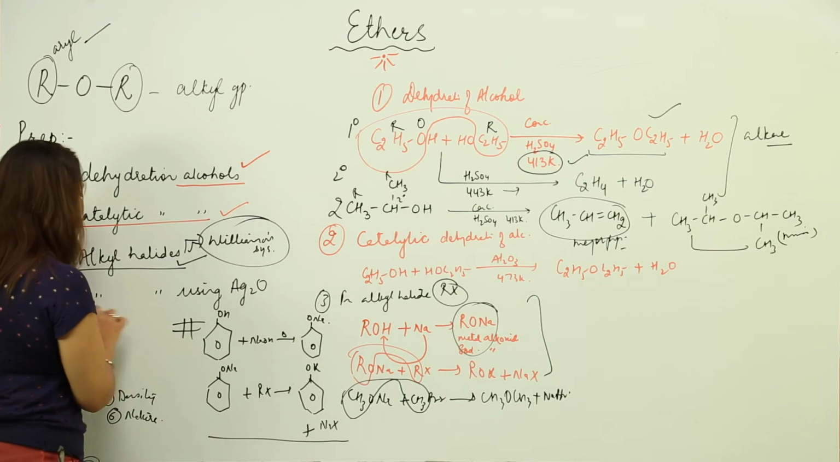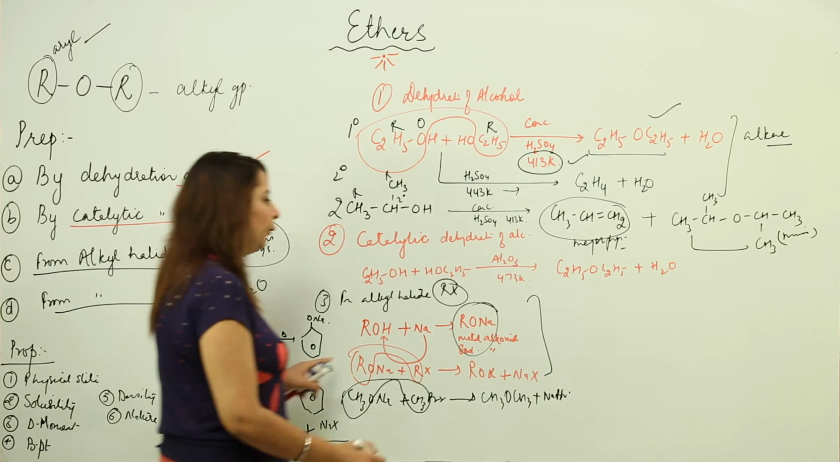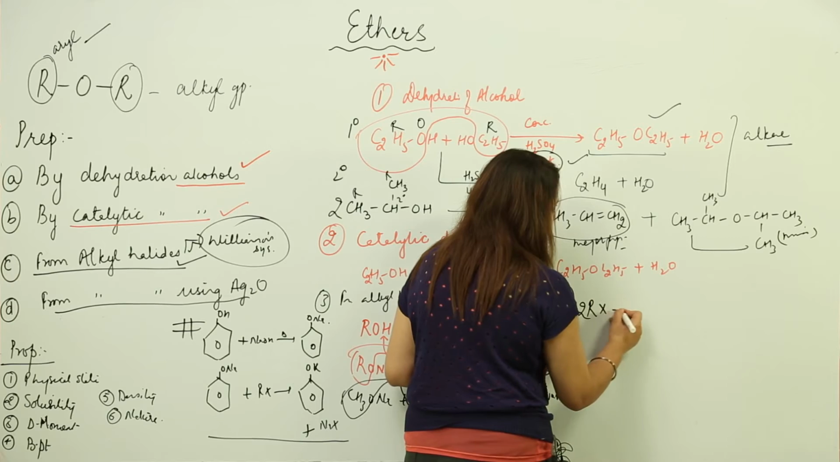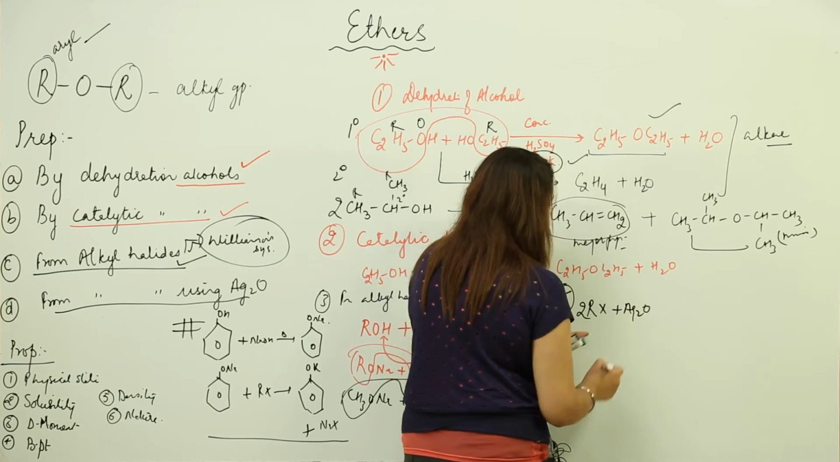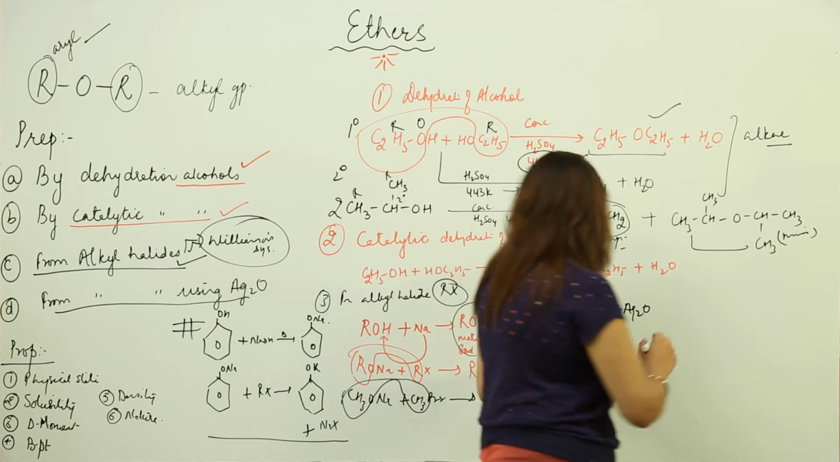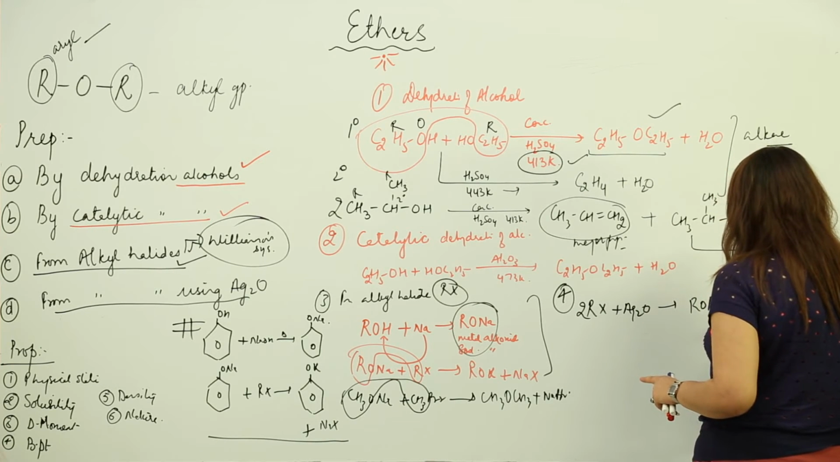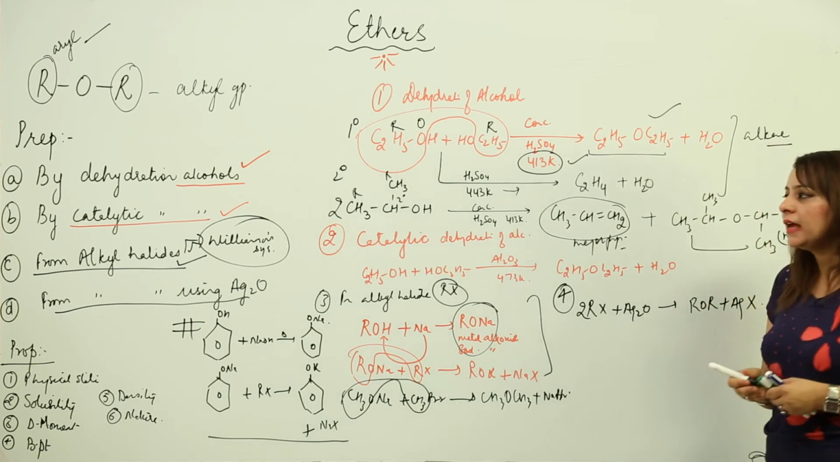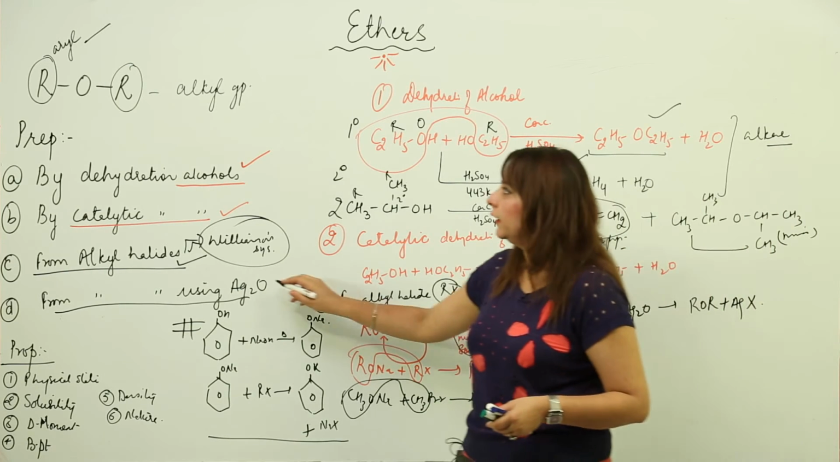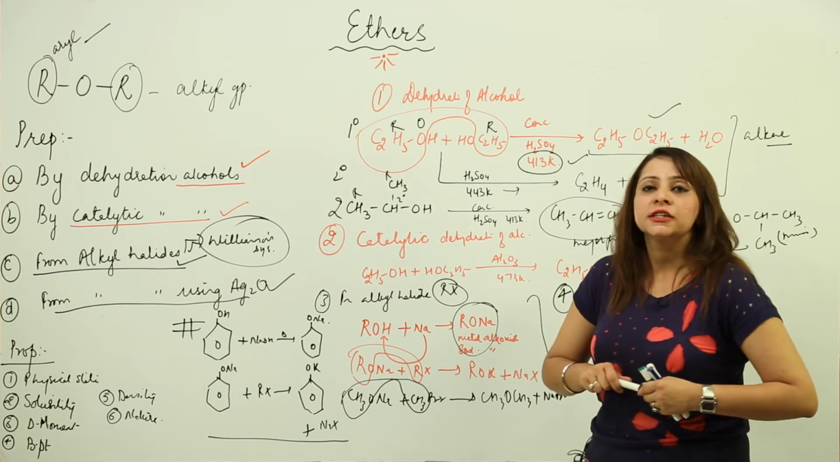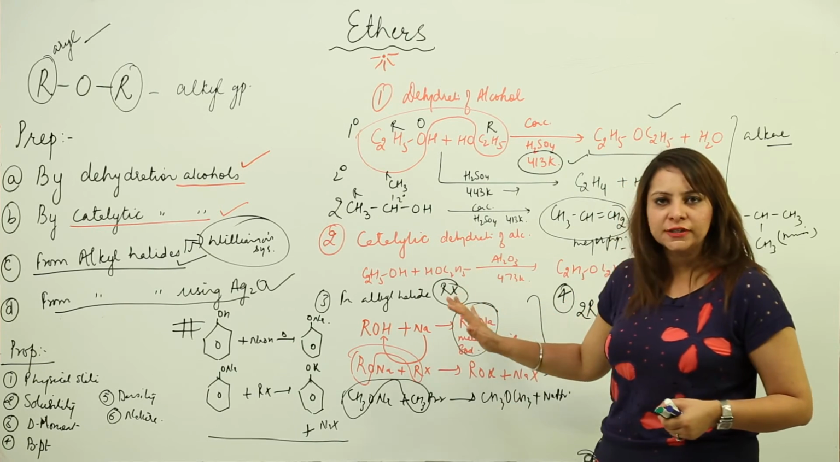Next is again from alkyl halide, by using Ag2O. How do we prepare from alkyl halide using Ag2O? Again we need to use 2 RX here. It will form ROR plus AgX. So this is how you prepare ether by using any of these preparations. Now we are over with the preparations. I think you got it.